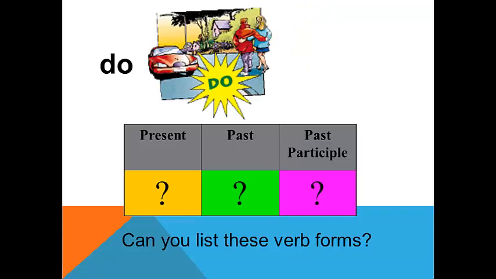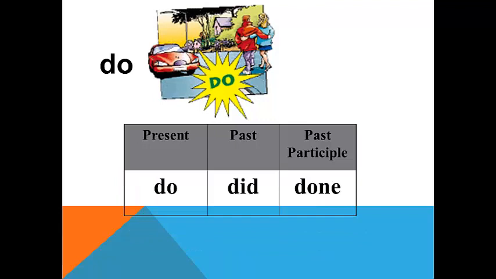Let's see more examples. The verb do. For example, we can use the verb do to talk about homework, do the cleaning of the house, or to do the dishes, and also to do some sports or to practice, like do yoga, do tai chi, or do karate. So the present tense for the verb do, we have do. What about past? Did. Past participle, done.